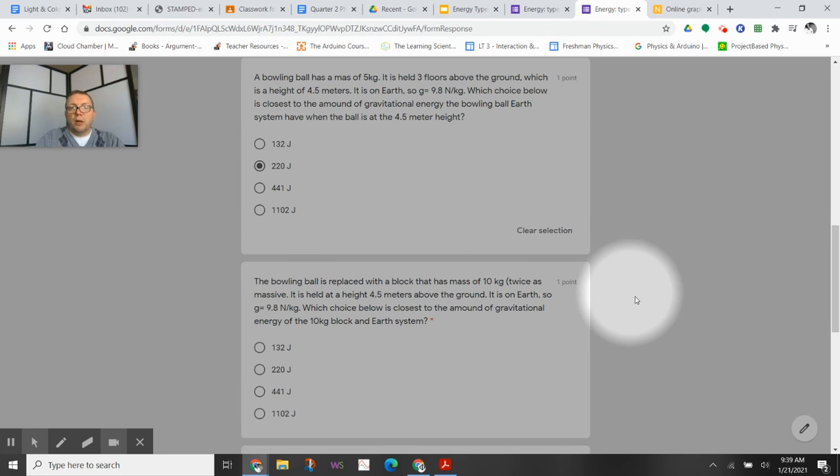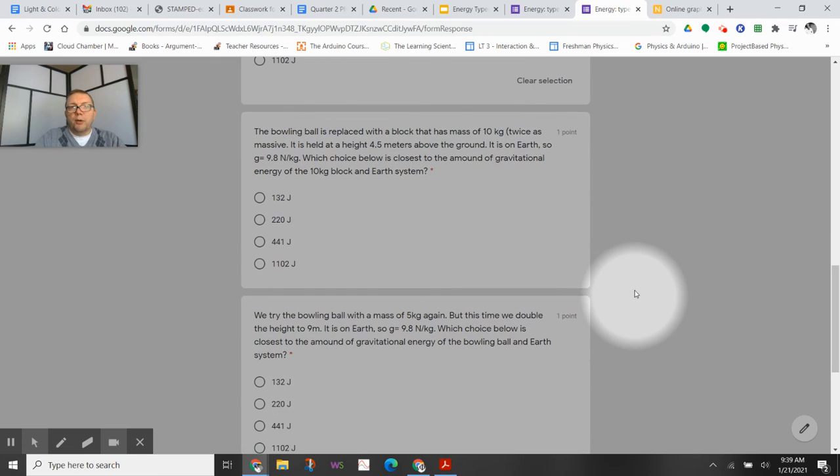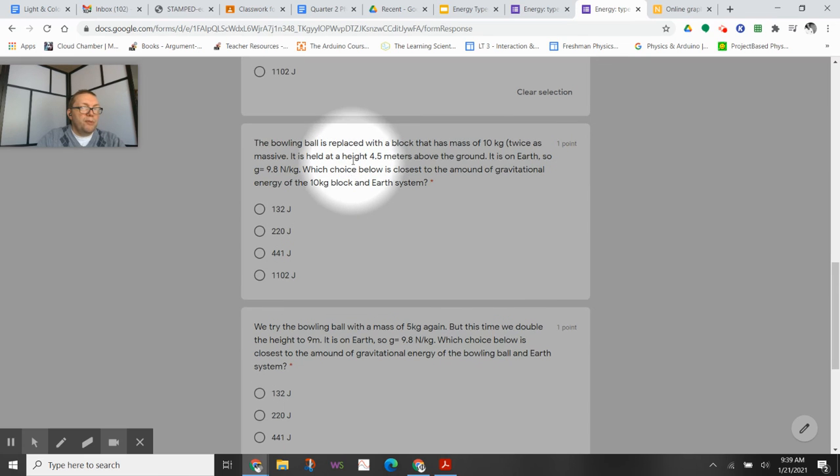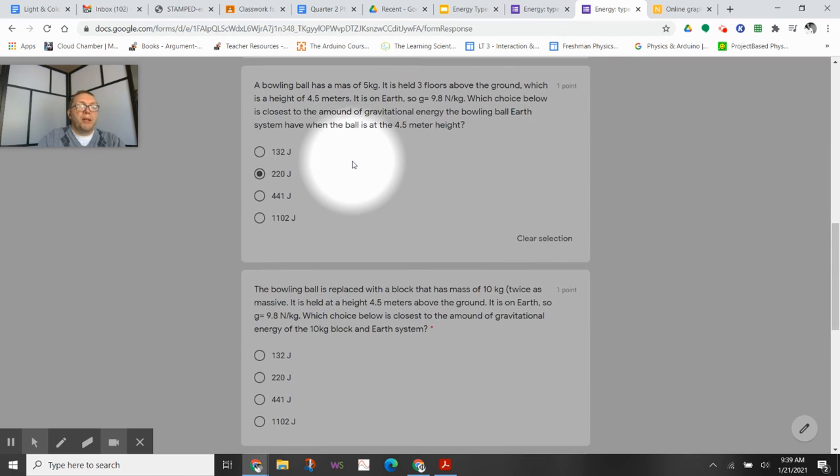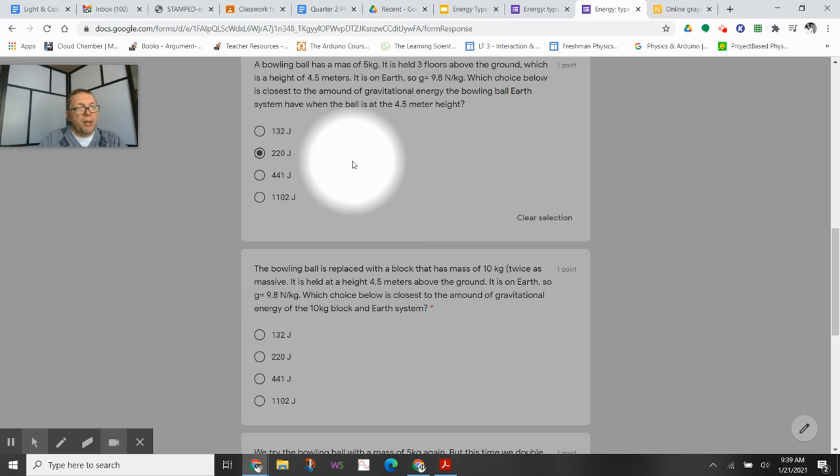Okay. Scrolling on down, the bowling ball is replaced with a block that has a mass of 10 kilograms, twice as massive as the first one, height of 4.5 meters, and still G of that. So just like the previous page where we doubled the mass of the object and checked its impact on kinetic energy, here we're doubling the mass of the object and going to check its impact on gravitational energy.